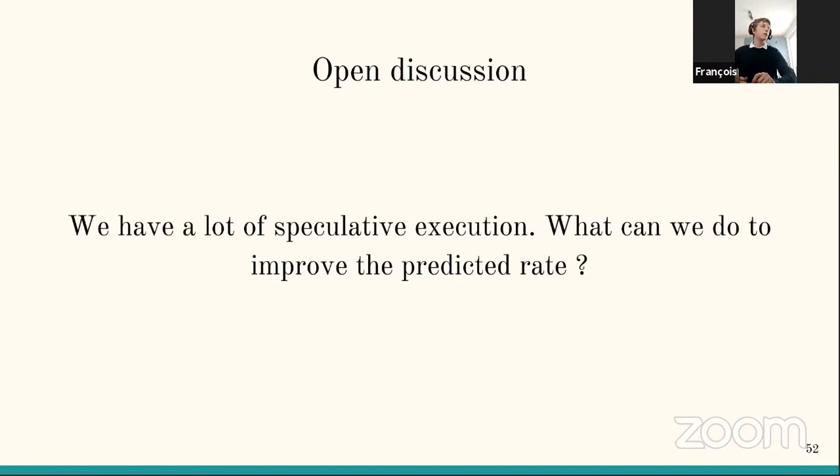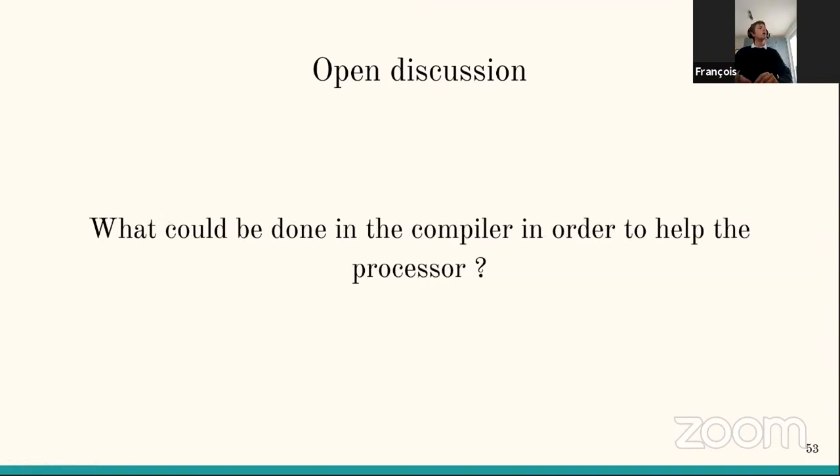Okay, maybe there are no ideas, so I can move to the second question. Here may be another interesting question. What could be done in the compiler in order to help the processor? Do you have an idea of what we can do in the compiler? I don't know, for example, a small keyword like in Java where you say @Override. Has someone an idea?